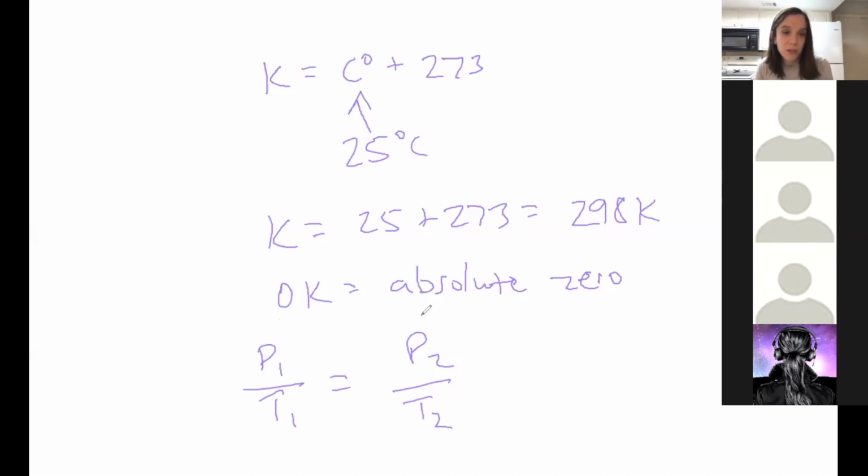If you think about Fahrenheit and Celsius, we reach 0 degrees Celsius and Fahrenheit pretty easily. 0 degrees Celsius is very common, and 0 degrees Fahrenheit is fairly common. 0 degrees Celsius is the freezing point of water, which is 32 degrees Fahrenheit. But 0 Kelvin is never reached.